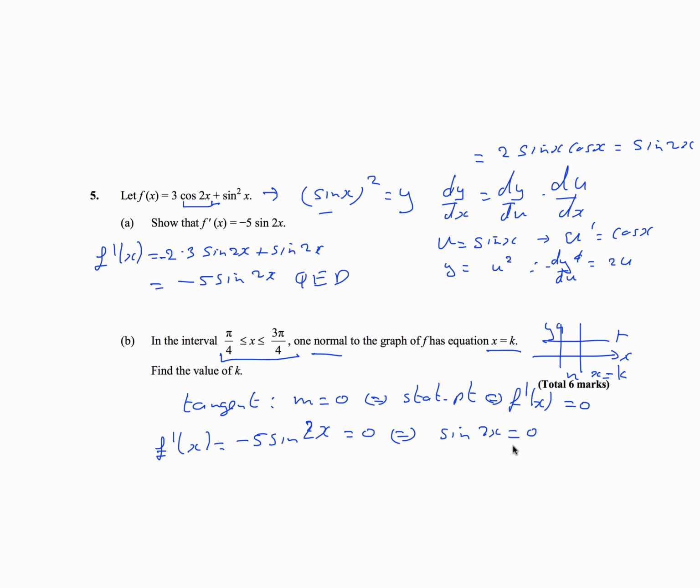And pi, so if x is between 3 pi by 4 and pi by 4, that means that 2x is in between 3 pi by 2 and pi by 2.